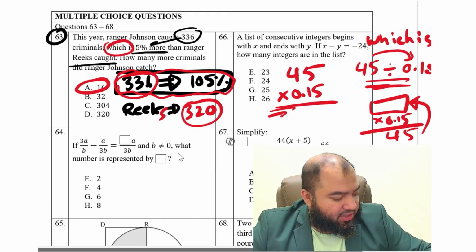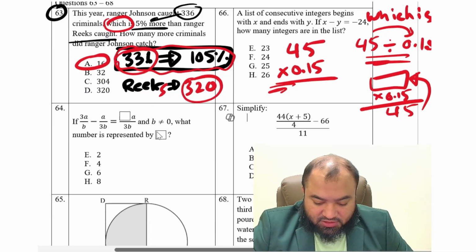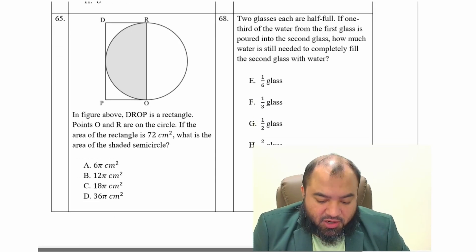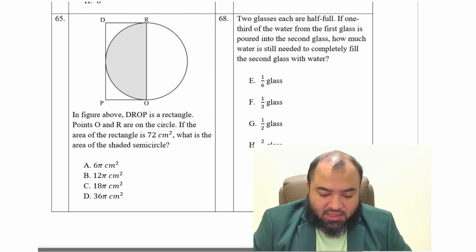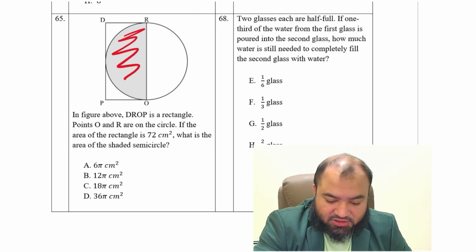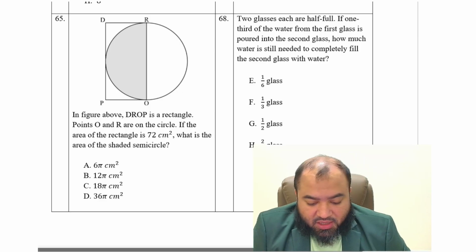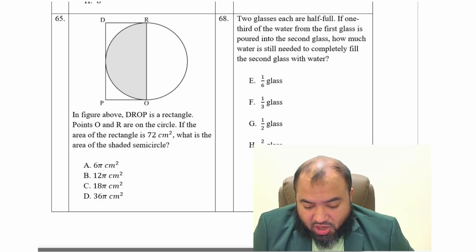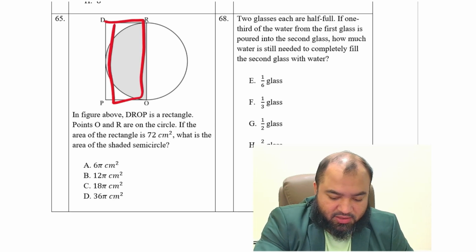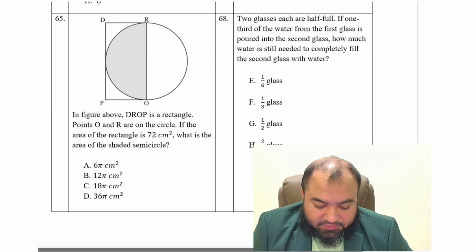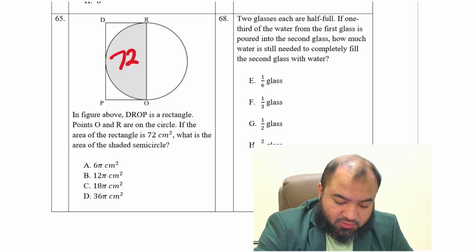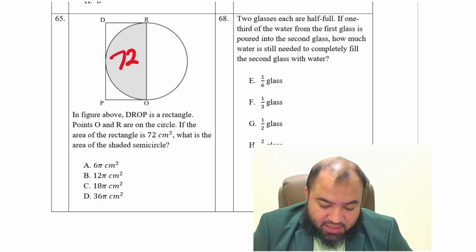Now, the next question they got wrong is number 65. It's a circle geometry. Geometry is the easy part if you understand. It's just we're dealing with a circle and a rectangle, and there's some shaded part, which is half the circle, right? Now, in the figure above, DROP is a rectangle. We can see the rectangle right here, right? And there's a circle. If the area of the rectangle is 72, then what is the area of the shaded semicircle?